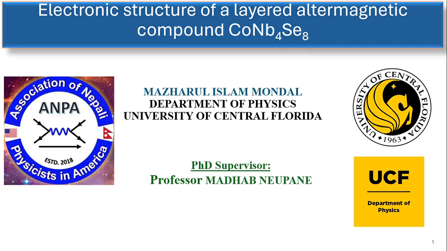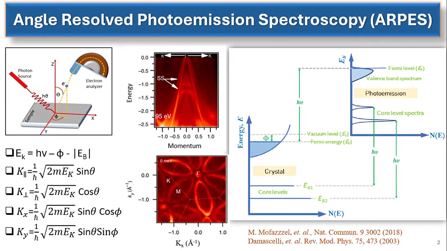Here in this talk, I would like to present where I studied the electronic structure of a layered ultramagnetic compound, CoNb4S8. The technique we used is called angle-resolved photoemission spectroscopy, which is a modern version of Einstein's photoelectric effect. So in this slide, I would like to explain how angle-resolved photoemission spectroscopy, or ARPES for short, works and how we study the electronic structure of quantum materials.